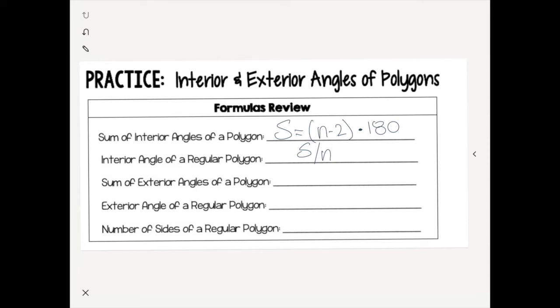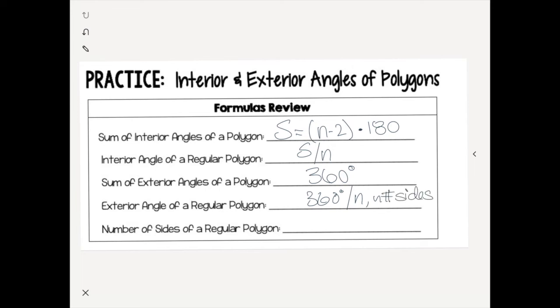The sum of the exterior angles of a polygon is always going to be 360 degrees. The exterior angle of a regular polygon, if you're trying to find how much each angle is, you're just going to do 360 divided by n, where n is the number of sides.